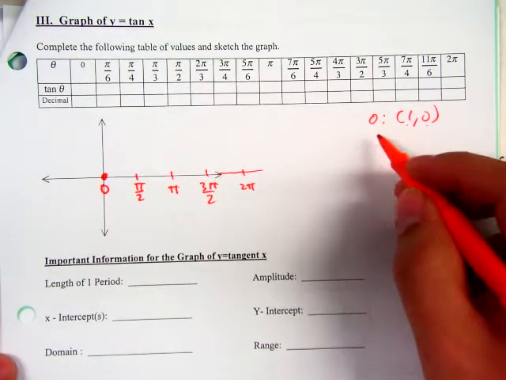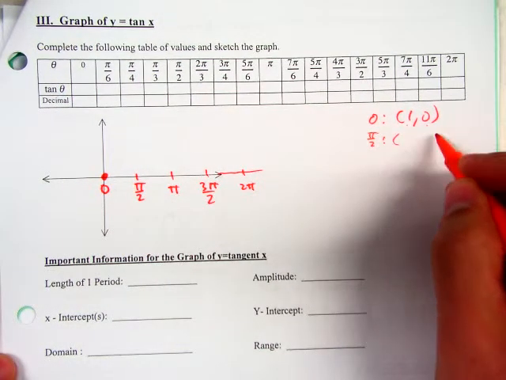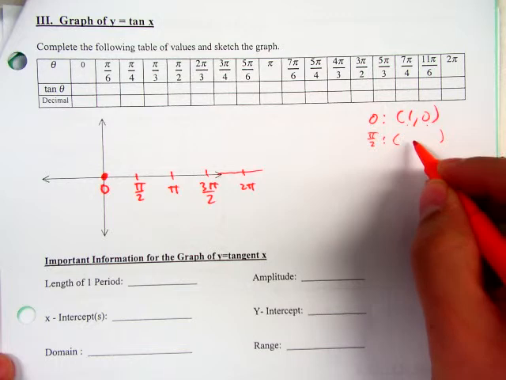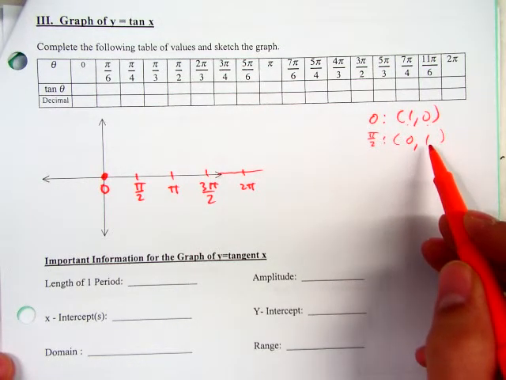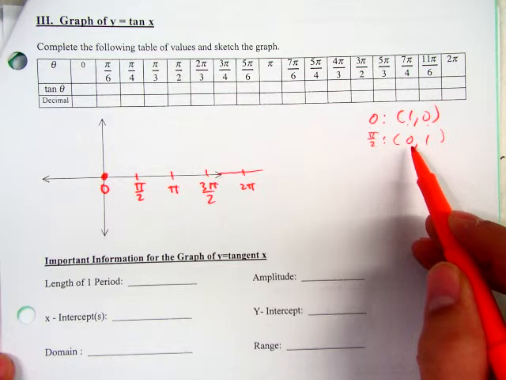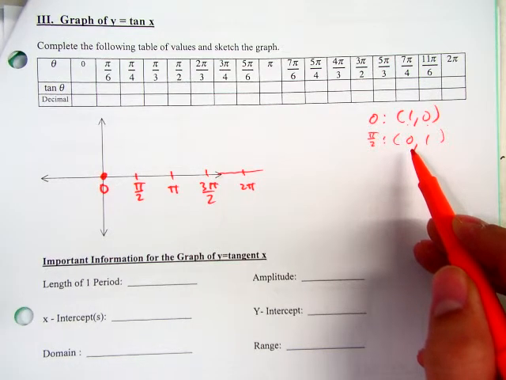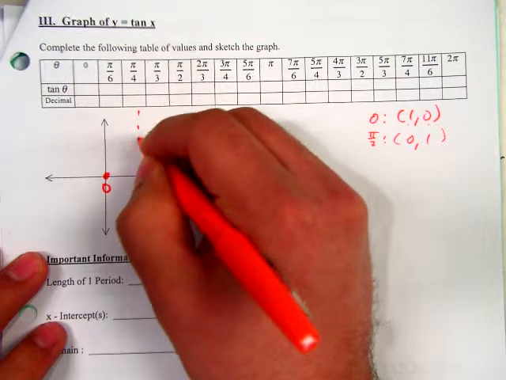Let's go to pi over 2. What are the coordinates at pi over 2 for the unit circle? 0, 1. Tangent is 1 over 0, which is undefined. We saw those on Friday. What are all the undefineds going to become? Asymptotes. So I'm going to put an asymptote at pi over 2.